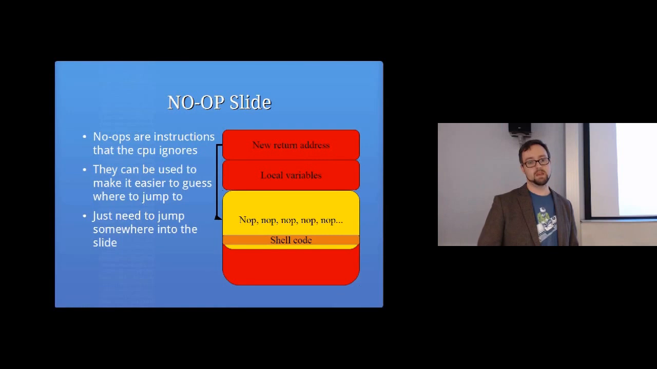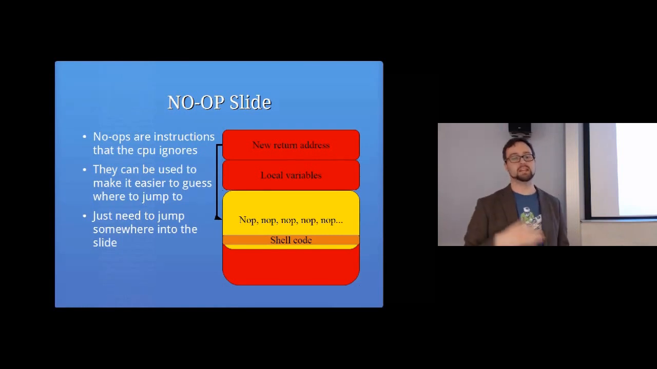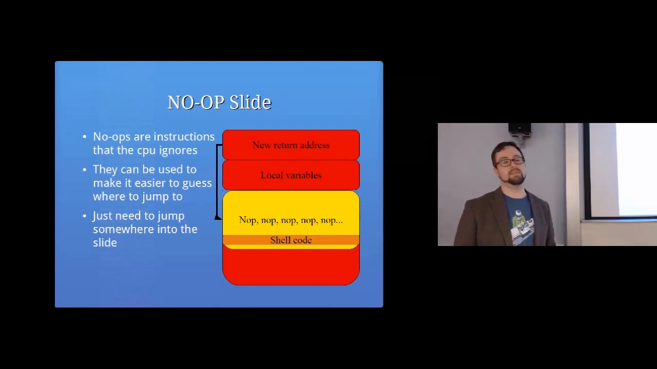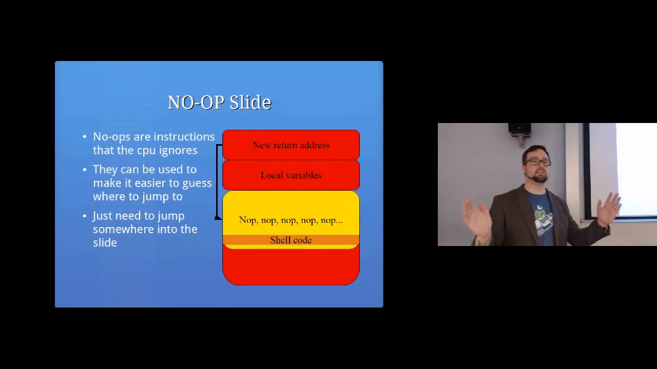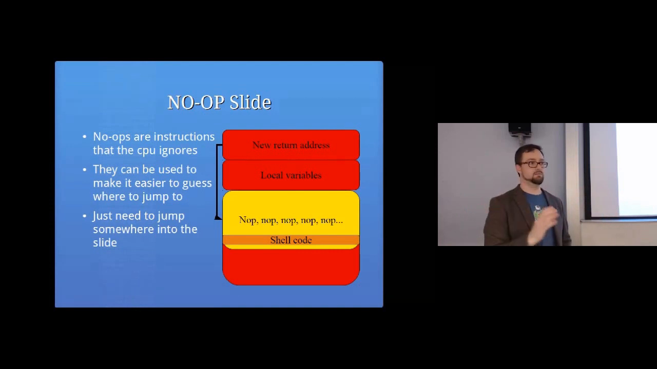So we would just need some way of jumping into that slide. And again, that's the tricky part, because it still could be moving around because of the address space layout randomization. But that gives us a little bit more leeway of getting it close enough but not exact. So we've got a target that's a bit wider. It reduces the entropy, so it reduces the randomness of what we need to guess, basically.